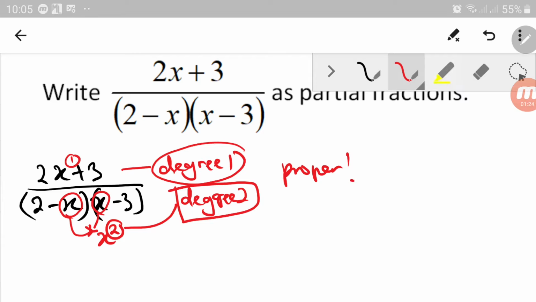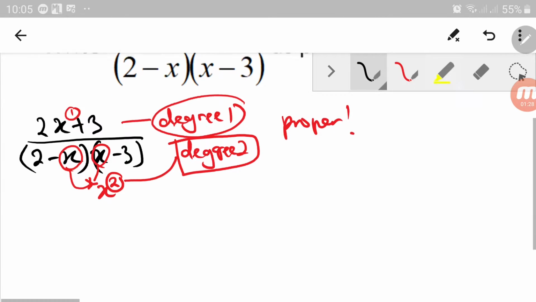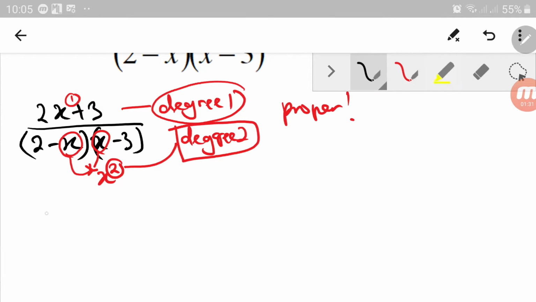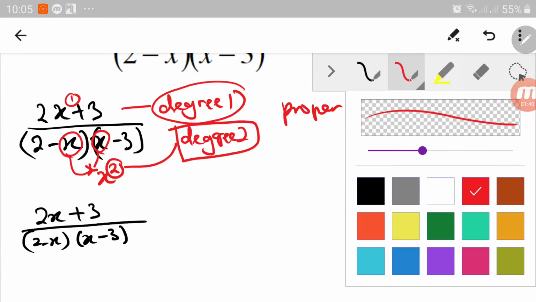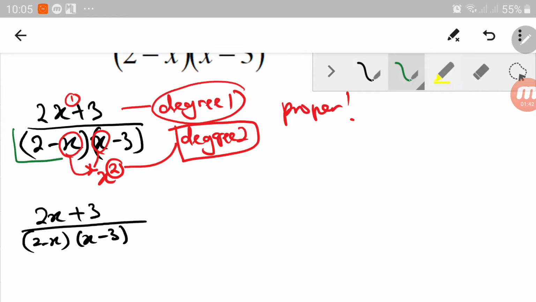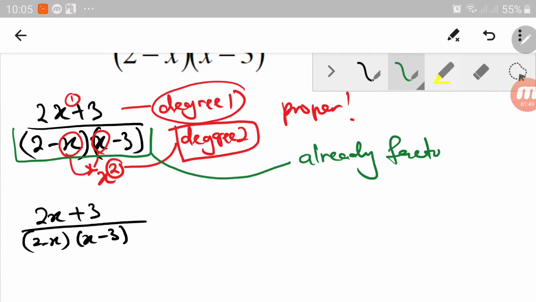It's proper, so we don't have to perform long division for this one. We can proceed to the next part. So 2x + 3, I copy paste everything. Next we have to look at the denominator, whether it has been factorized or not. Since we already factorized, no need to factorize the denominator.